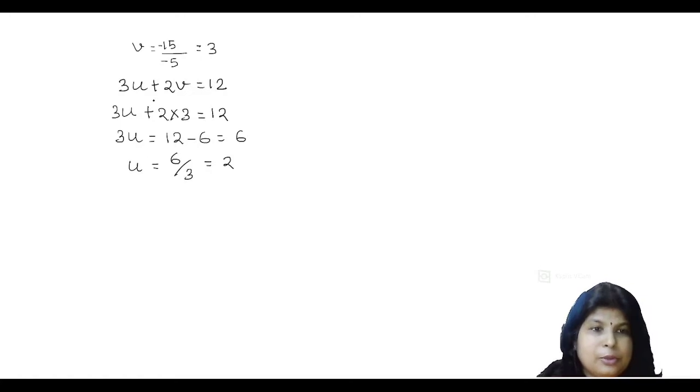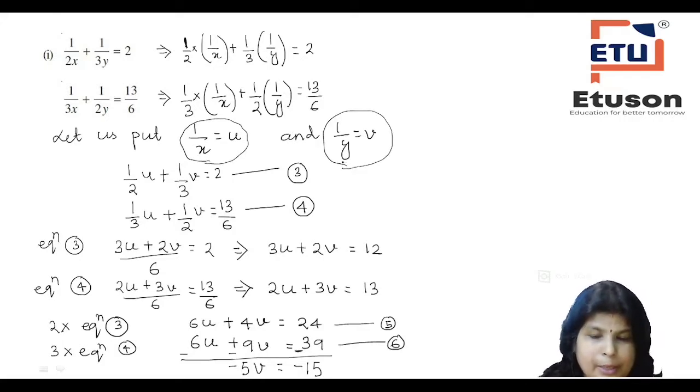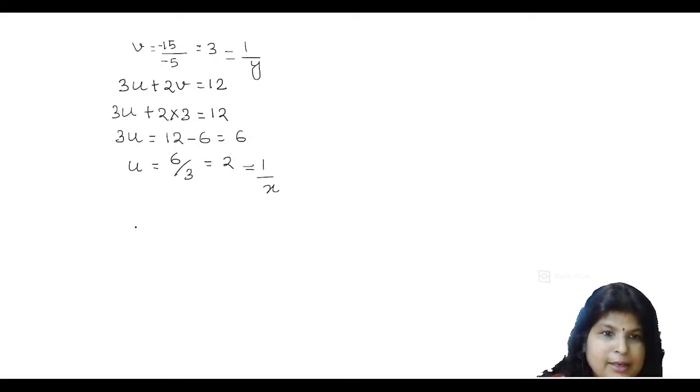So you have now u and v. But what about your original variables x and y? Let us see what we have assumed earlier. We have assumed that u is equal to 1 by x and v is equal to 1 by y. Using this relationship, I can just write down here: u is equal to 1 by x and v is equal to 1 by y. Correct or not?